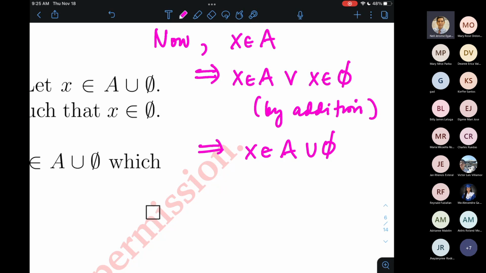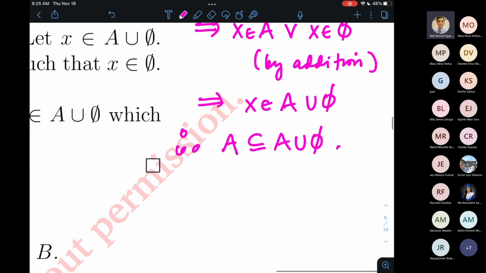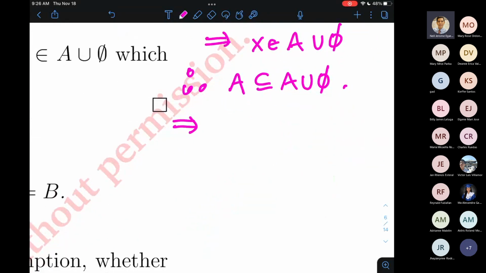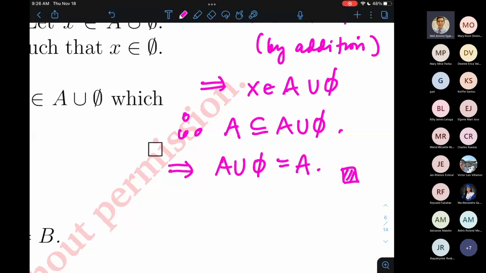Okay? So therefore, we have shown here that X element of A implies X is an element of A union the empty set. Okay? So, ito yung na-conclude natin, yung subset relation. And again, by the anti-symmetry of the subset relation, yung kaliwang set ay subset nung kanan, yung kanan subset nung kaliwa. So therefore, equal silang dalawa. A union the empty set is equal to A. Or you can also say it's the axiom of extensionality.